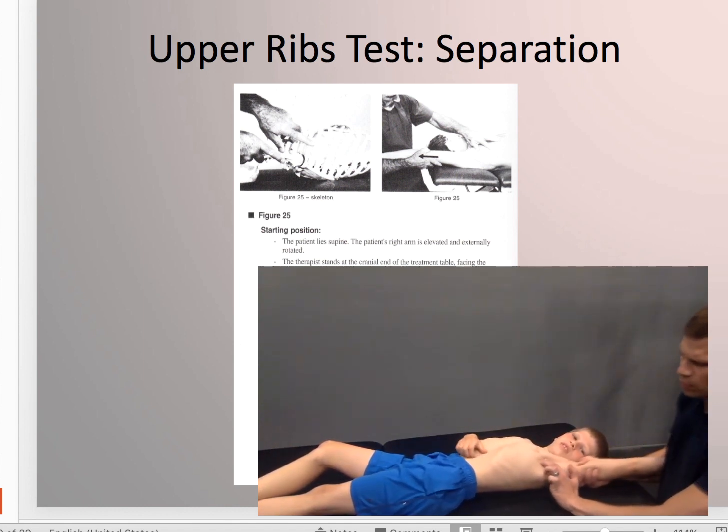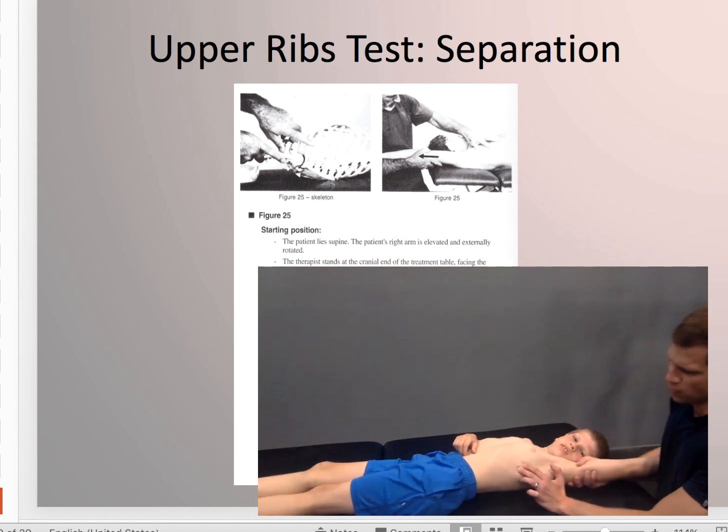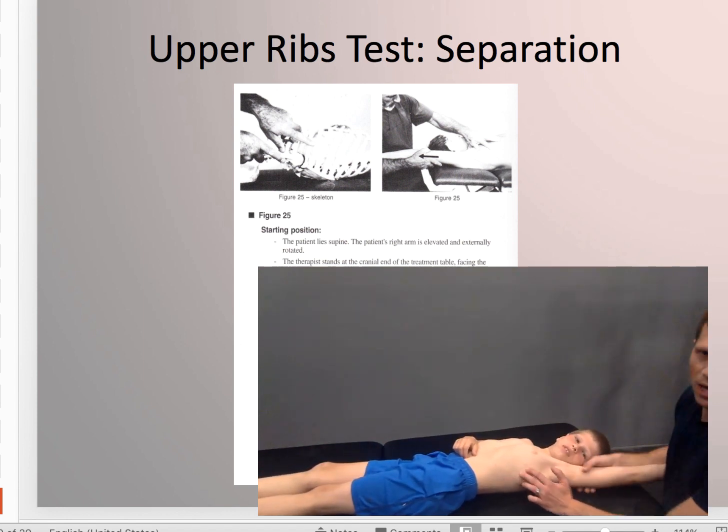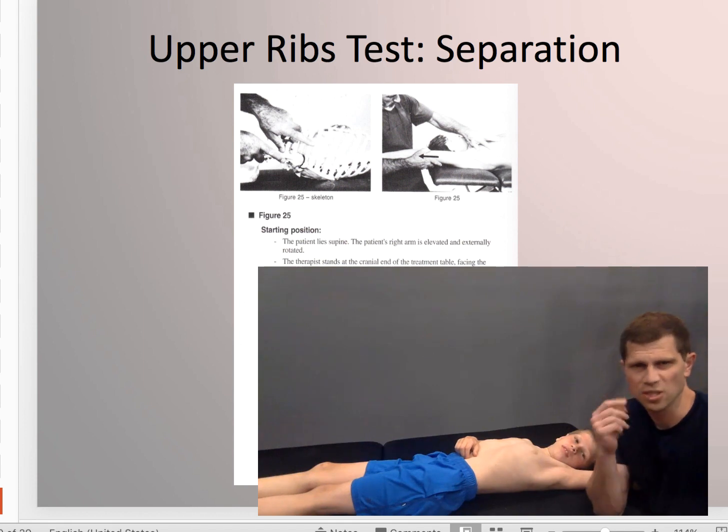I'm feeling a lot of movement with those first two. So maybe I'll now move down, check the next one. Move down. And move down. And again, very subtle, but you'll just feel some slight gapping.